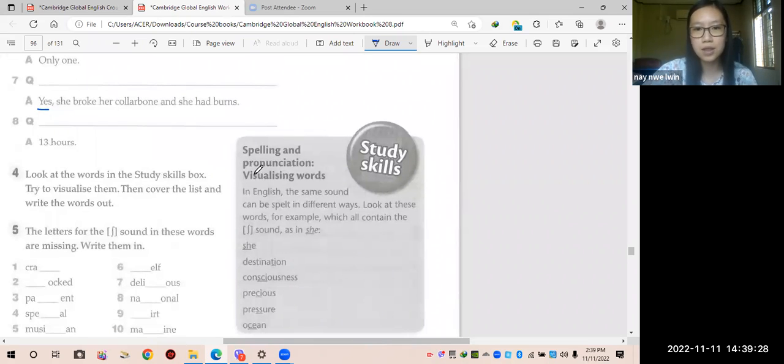Okay, spelling master to check the study skill. Spelling and pronunciation master, visualizing words. In English, the same sound can be spelled in different ways.